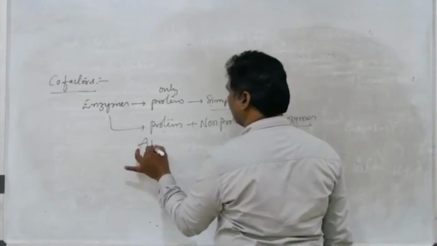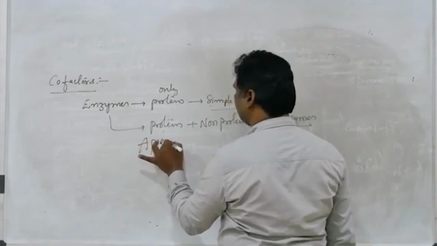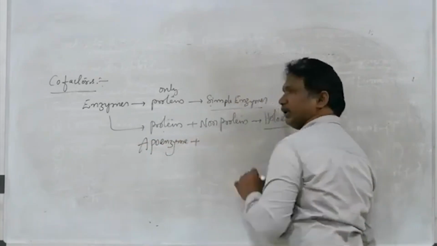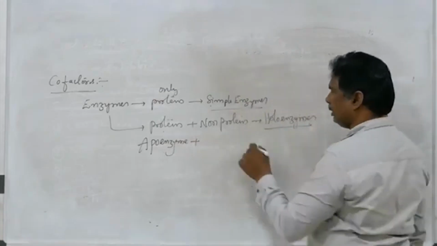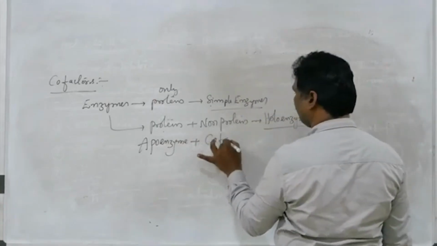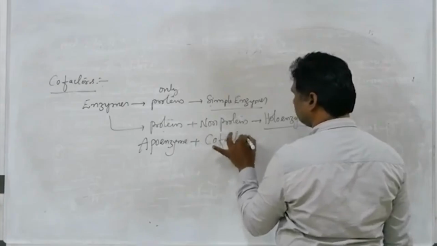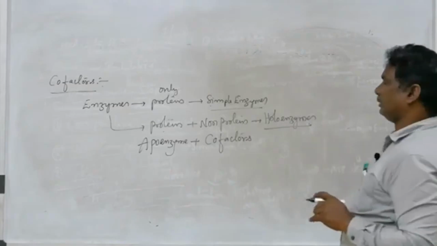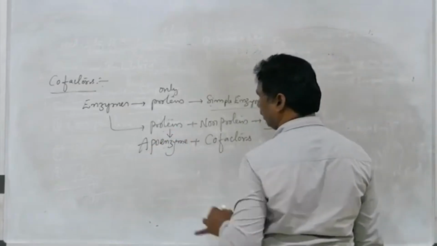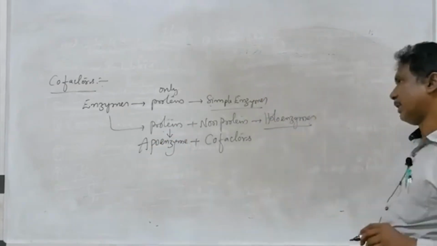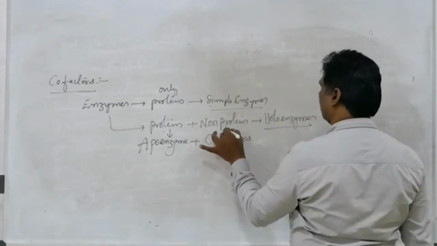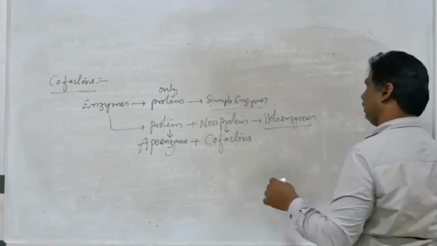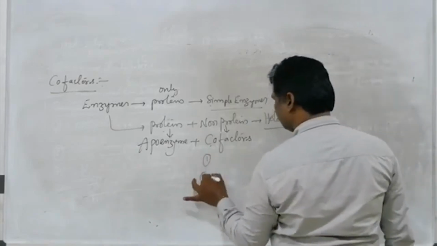The proteinous part of the holoenzyme is called apoenzyme. The non-proteinous part of the holoenzyme is called cofactor. What is that name? Cofactors. So the proteinous part of the holoenzyme is called apoenzyme, and the non-proteinous part of the holoenzyme is called cofactors. There are three types of cofactors.